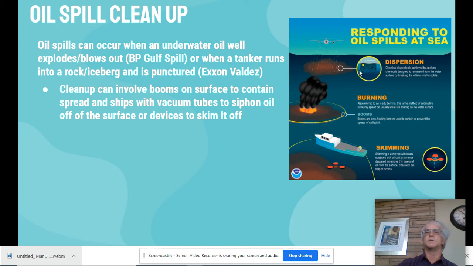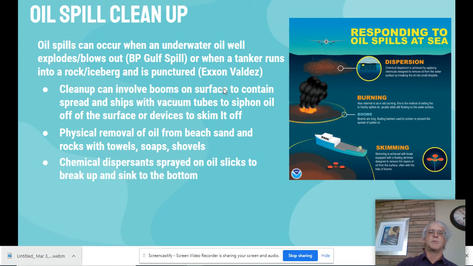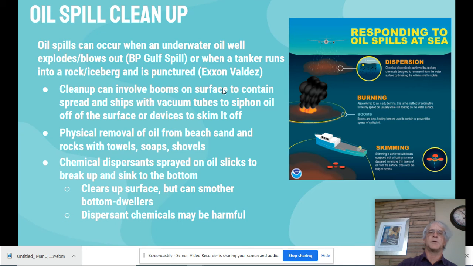Cleanup can involve booms, in other words, things on the surface, to contain the spread, and ships that have vacuum tubes to siphon the oil off the surface, or devices to skim it. So this would be the skimming, this would be the burning, but again, you have an area to keep the oil in. Physical removal of oil from beaches, sand, and rocks with towels, soaps, and shovels. Chemical dispersants are sprayed on the oil slicks to break them up and sink them to the bottom. They can clean up the surface but can smother bottom dwellers. The dispersant chemicals may be harmful.